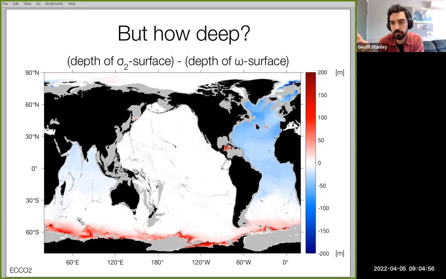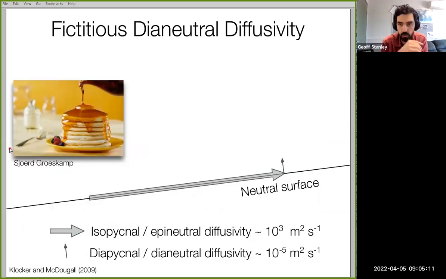So if you were to plot some quantity or do your analysis on one of these surfaces, you would get quite different answers depending on which surface you use. So for example, if you're plotting potential vorticity, you might find it's more or less homogenized on one of those surfaces than the other.